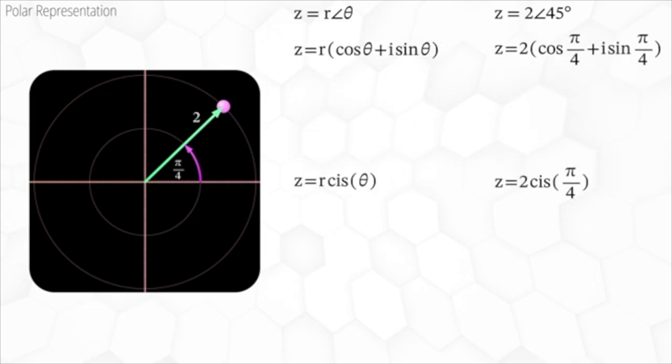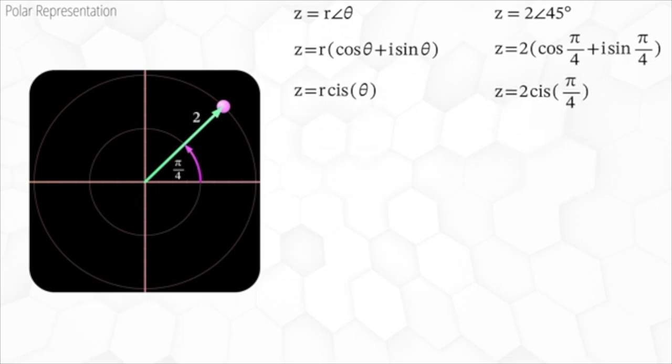Cis form is a shorthand way of writing the trigonometric form, z equals r cis theta. Cis stands for cos plus i sine. All of the above forms are useful because you can measure theta in degrees or radians. Just make sure your calculator is set appropriately.